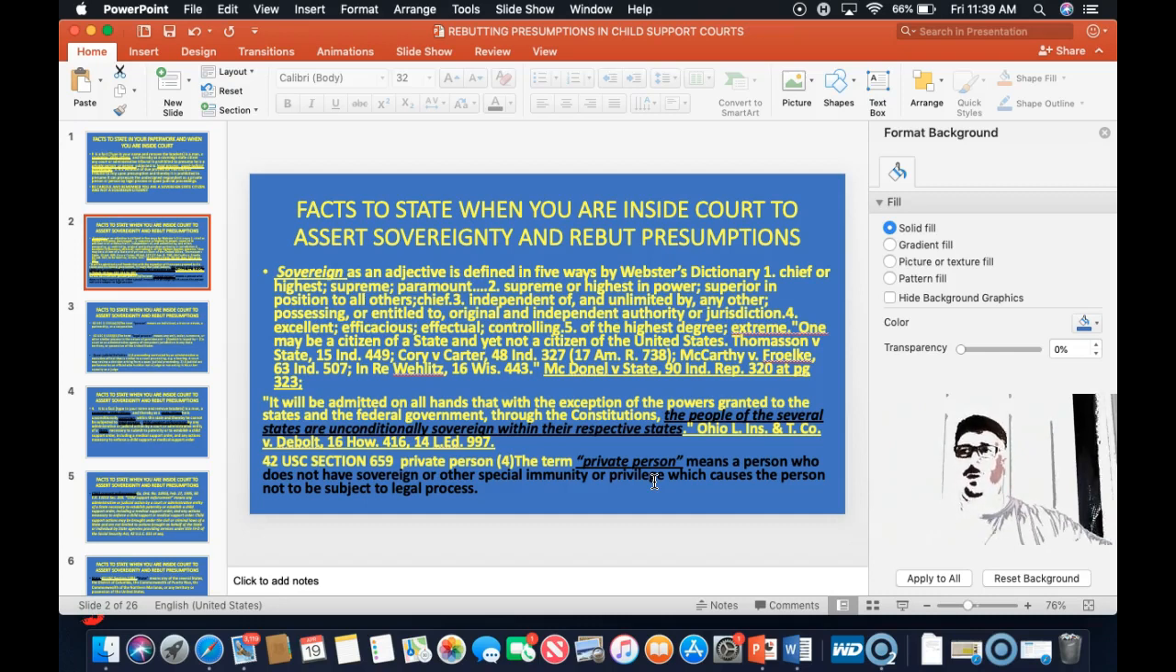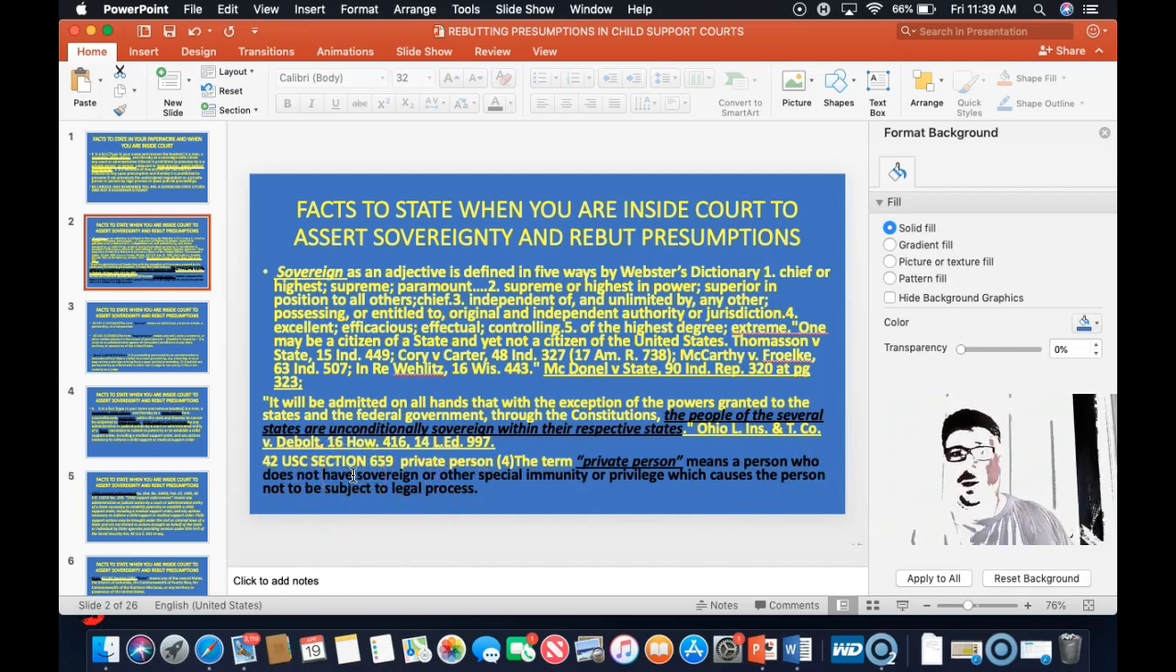Because those rights, they cannot challenge these rights in court, especially a state court. We're all in state court, or state tribunal, administrative tribunal, child support courts. Again, do not have sovereign or other special immunity or privilege which causes the person not to be subject to legal process. So now here it is.